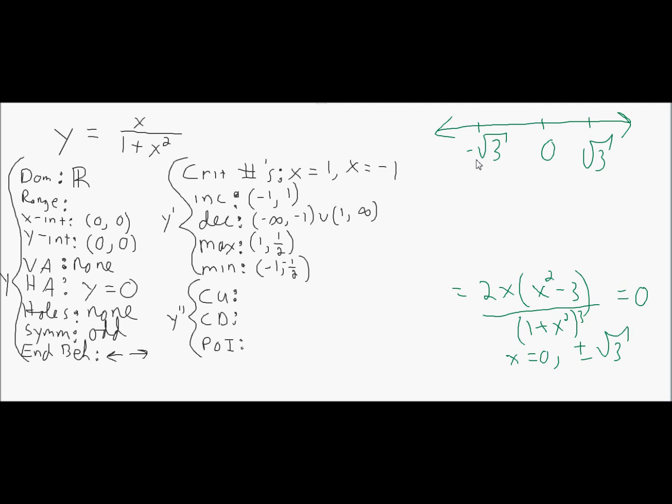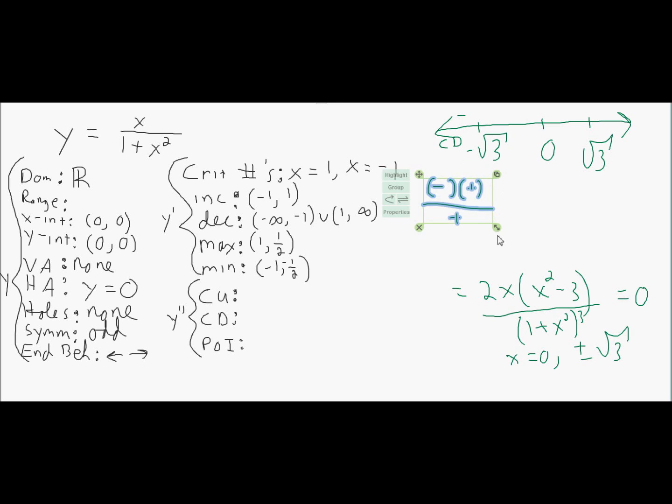Okay, so if x is less than negative root 3, like negative 10, just pick it. I always pick negative 10. Plug it in. We're going to get 2 times negative 10, which is a negative number, times negative 10 squared, which is 100, minus 3, that's a positive number, divided by the bottom, 1 plus x squared, which is always positive. So negative, positive over positive is a negative. That means we started out concave down.